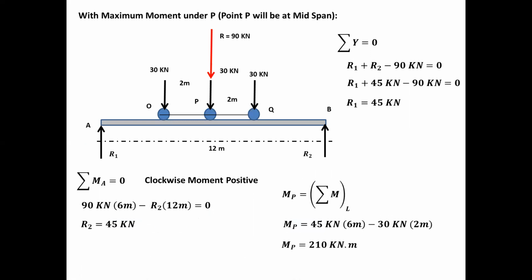210. Paano naman kaya ang MQ? So let us see. Ibig sabihin, magpapalit na naman tayo ng resultant force position and center line. So if this is R, 90 kilonewton, so dito ngayon ang ating center line sa susunod na hakbang. So let us see para mas malinaw.